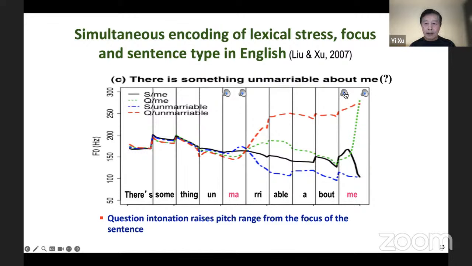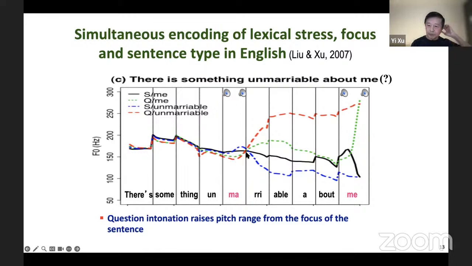There's something unbearable about me. You can clearly hear the emphasis on the last word. And with medial focus, there's something unmarriable about me. You can hear that unmarriable is emphasized.